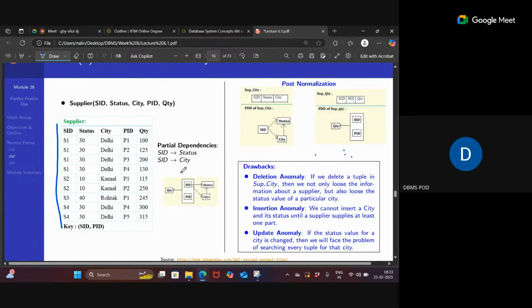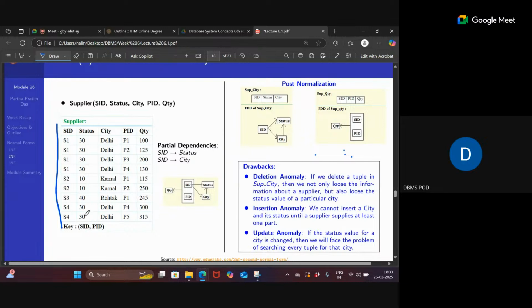And what are the possible dependencies here? What is the key here? SID and PID together will form the key. And the partial dependency possible here is SID determining status. You can see for S1 it is 30, 30, 30, 30. For S2 it is 10. For S3 it is 40. For S4 it is 30. So SID determines status is true.